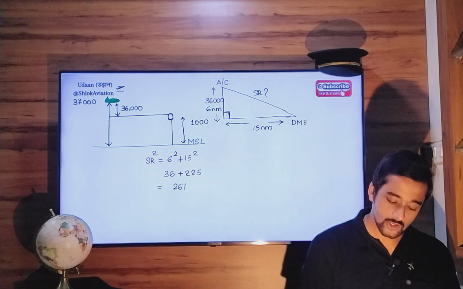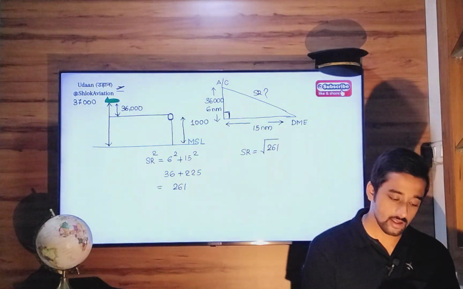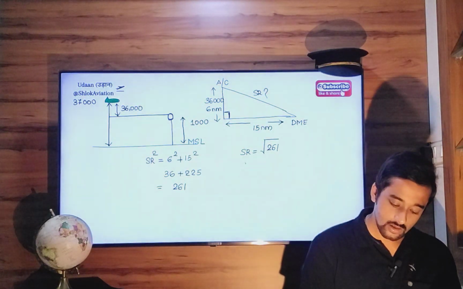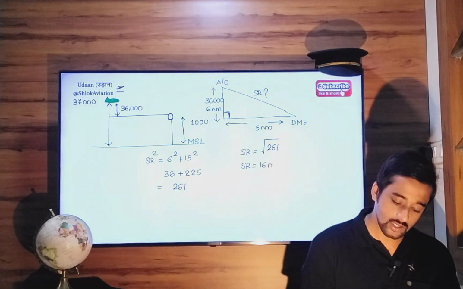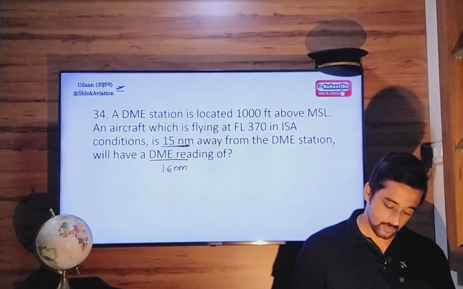So slant range will be square root of 261.16 miles. So the correct option here will be 16 nautical miles.